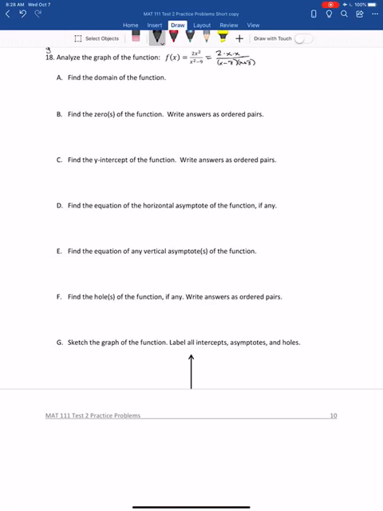Now, unlike our last example, this one does not have any common factors. So with that said, I'm going to make a note here. No common factors. All right, there are no holes in this graph. So again, that's something to look for. So down here, we can go ahead and answer: find the holes of the function, as ordered pairs. There are none. Again, no common factors.